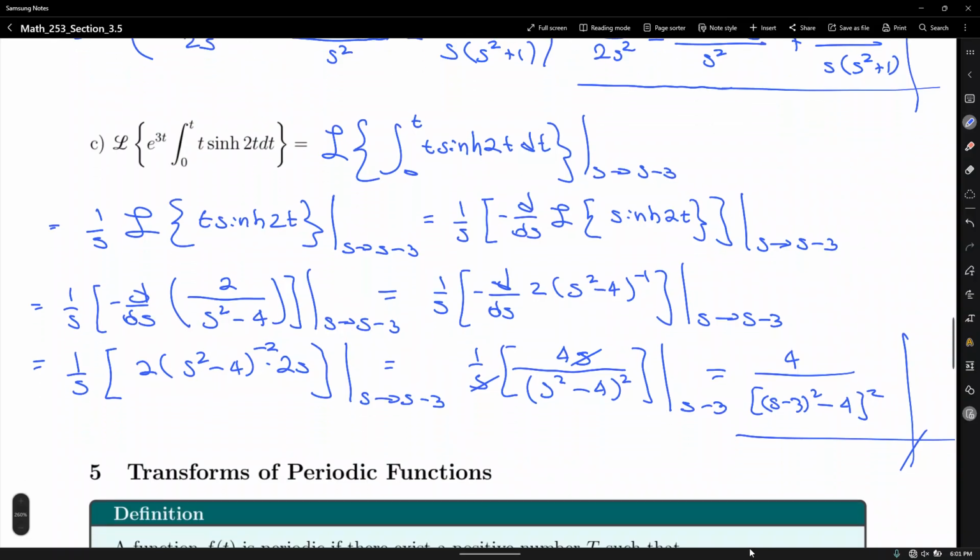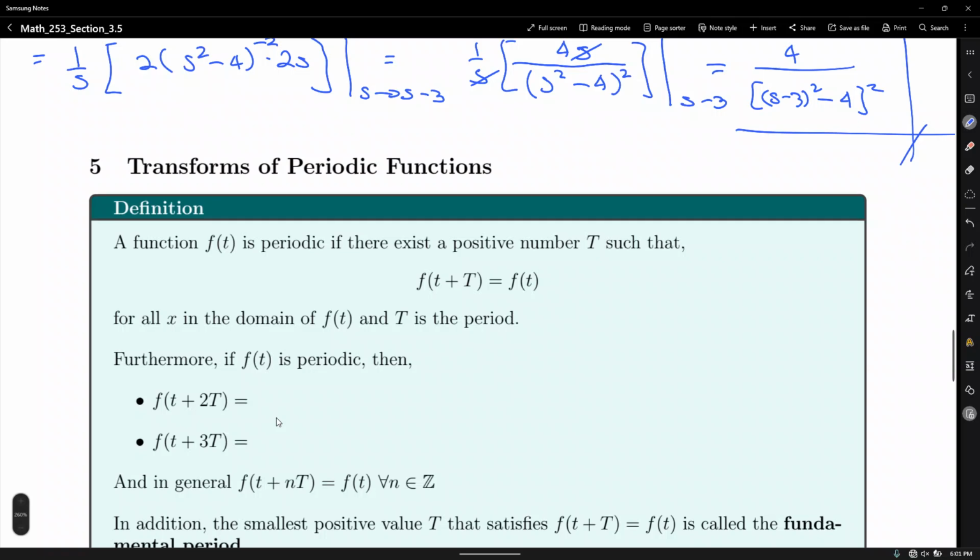Let's talk about periodic functions. Okay, let's define what a periodic function is. A function f of t is said to be periodic if there exists a positive number T such that f evaluated at t plus T gives us back the function f of t. I think you guys know one of the simplest functions, sine or cosine, with a period of 2 pi, whose angles are coterminal to 2 pi. I think that's the best example, right? And in this case, for all t in the domain of f of t, and T is the period. Again, like in the sine or cosine function, the period is 2 pi.